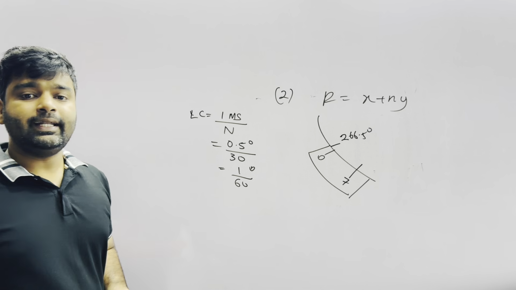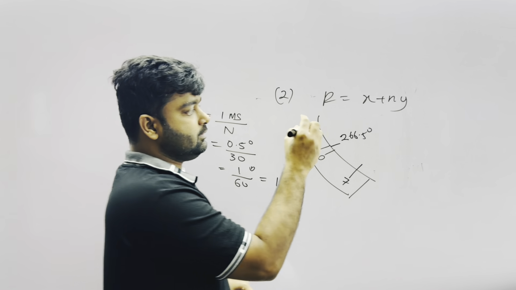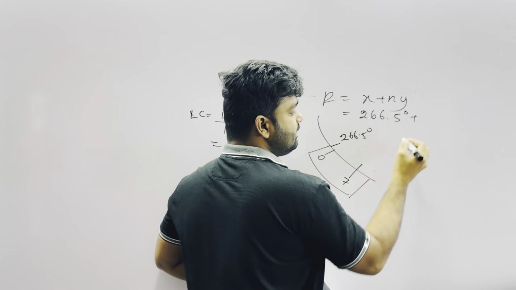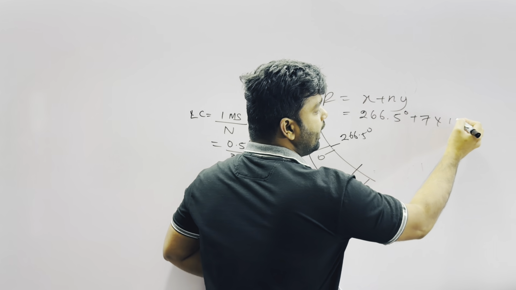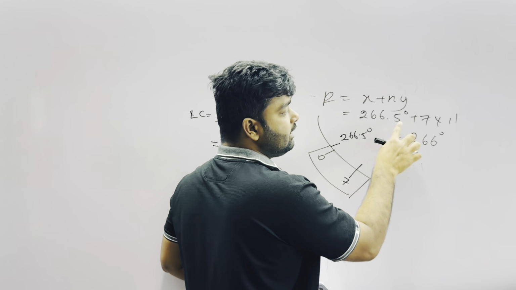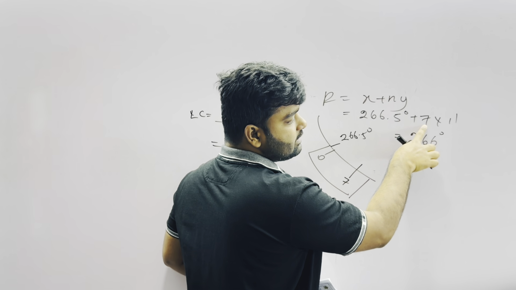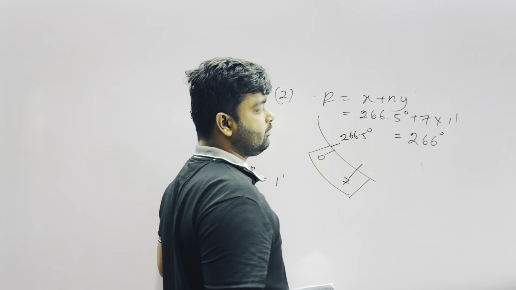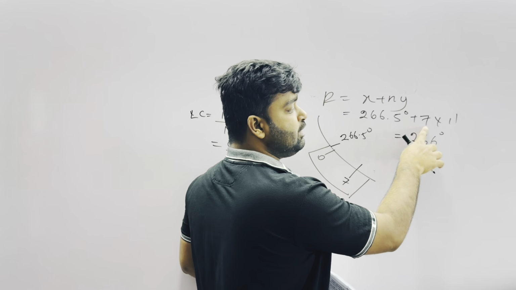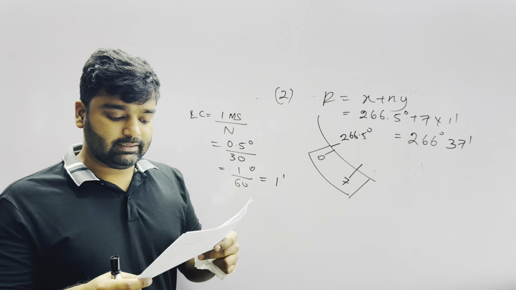You know 1 degree is 60 minutes. Therefore, 1 over 60 degree is 1 minute. We can substitute in the equation: 266.5 degree plus 7 into 1 minute. That is equal to 266 degrees, plus 30 minutes, since half degree means 30 minutes. Here 7 minutes are there. Therefore, totally 37 minutes are there. The best answer is the third one.